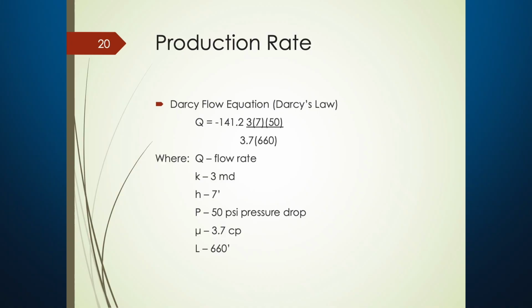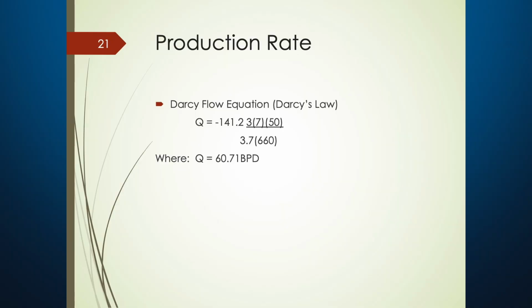So we've got this little sample problem here, and we're trying to determine the flow rate. Our permeability is 3 millidarcies, 7 foot of height, a 50 psi pressure drop, 3.7 centipoise is our oil, and the length of our pressure drop is 660 feet. I know you probably don't have your calculators out, so here's the answer. You plug those in, and Q equals 60.71 barrels per day. So that's our expected production rate at those parameters.